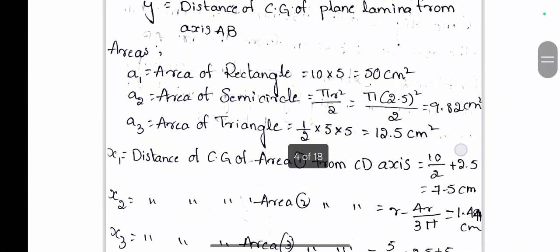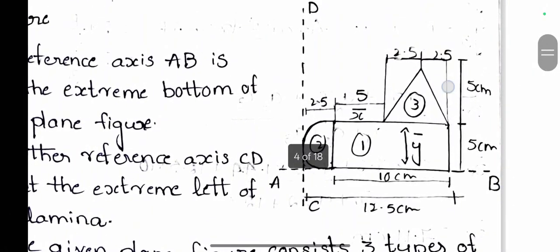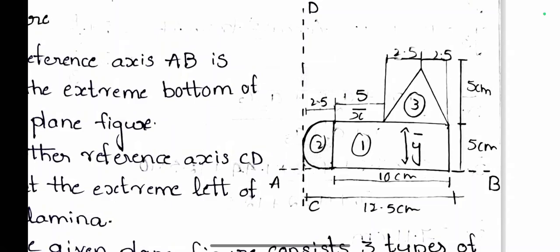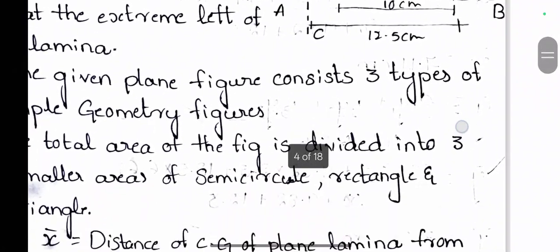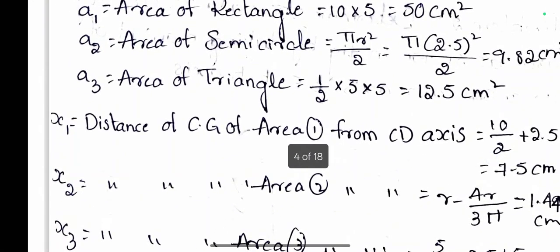Next, the area of the triangle, which is half b h. The base is 5: 2.5 on this side and 2.5 on that side. Combined, 5 centimeters width and 5 centimeters height, which is 25 divided by 2, which is 12.5 centimeter square.